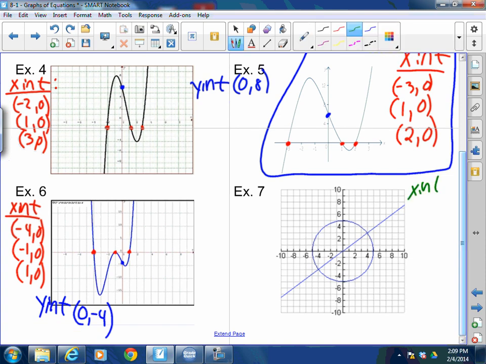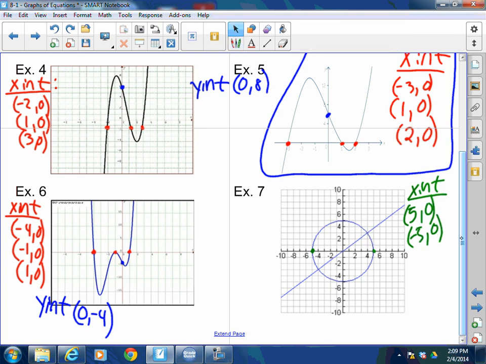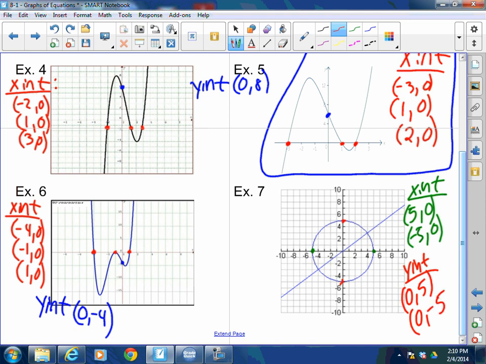Let's do the x-intercepts in green. The x-intercepts are right here, 5 and negative 5. So 5, comma 0, negative 5, comma 0. Done. My y-intercepts, I'll do it in red. 5, negative 5. So 0, 5, and 0, negative 5. Also, this guy right here, 0, 0. That's also an x-intercept and a y-intercept. Very excellent. Does that make sense, guys?